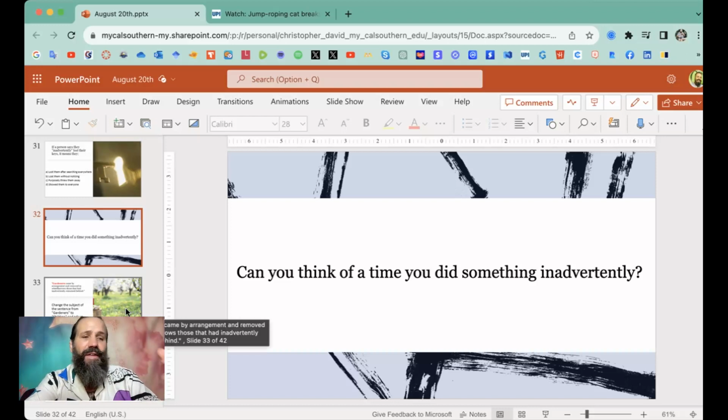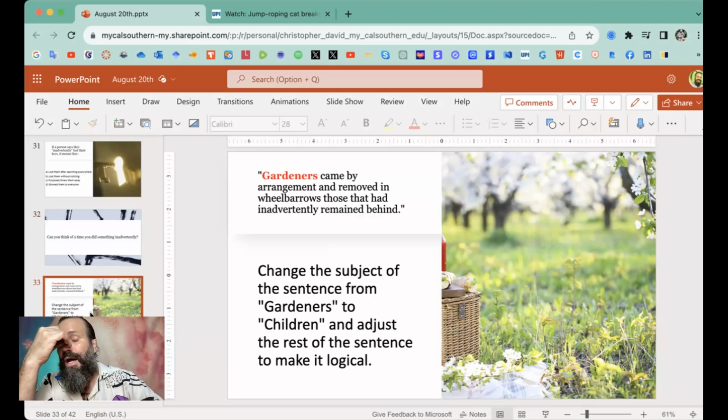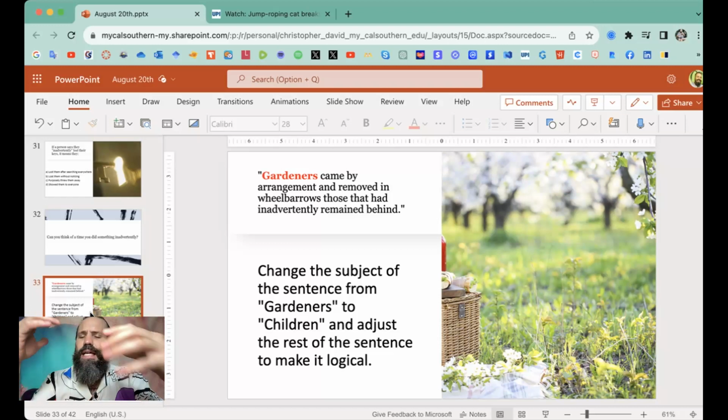He gave me a negative example. He missed a phone call that was actually a scam or something. So he inadvertently missed the phone call because he had his ringer off, but he was happy that he did. Then I like to use different things. Given that same awkward sentence: gardeners came by arrangement and removed in wheelbarrows those that had inadvertently remained behind.